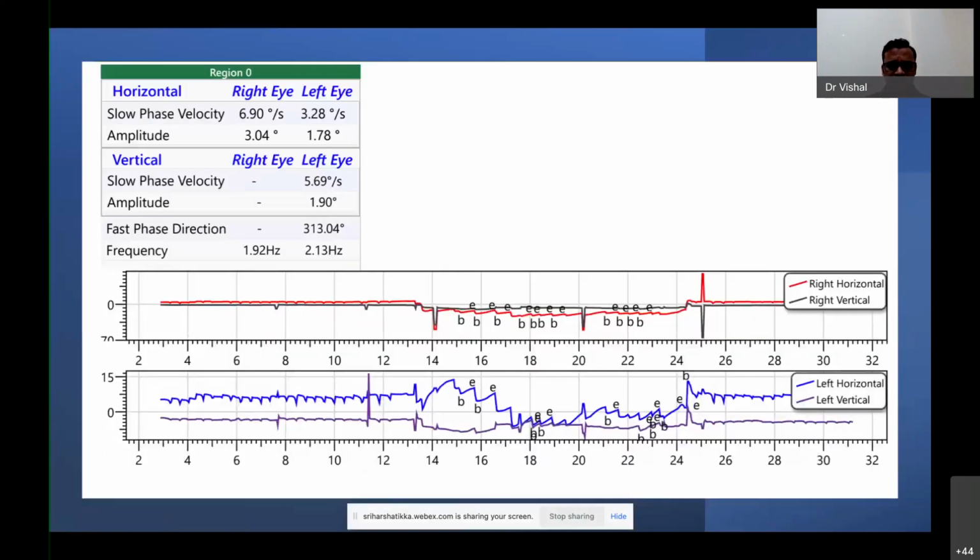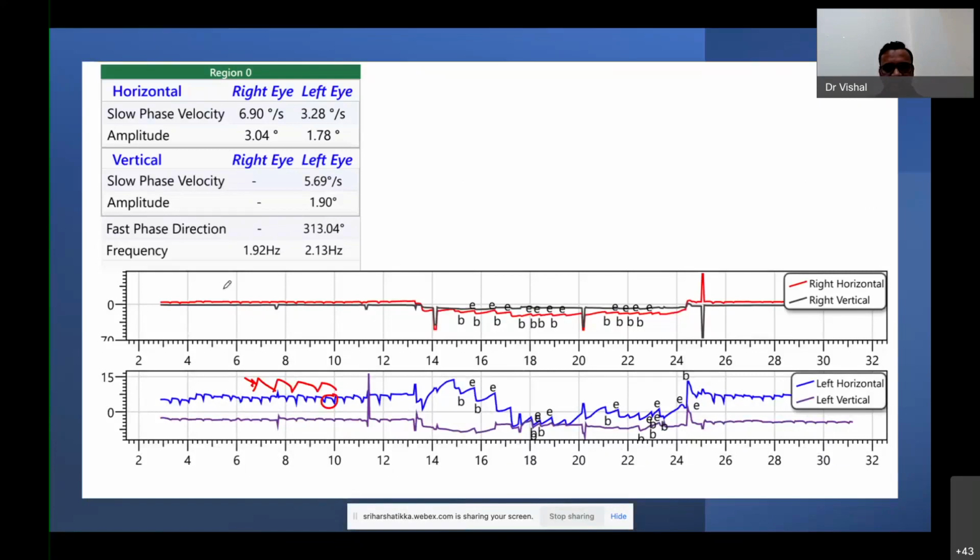This is the graph of the same patient. I'll show you. For example, if you look here, the patient is having right beating nystagmus. Actually it is not a linear slow phase velocity. It is an exponentially increasing slow phase velocity. You can see the individual waveform here.